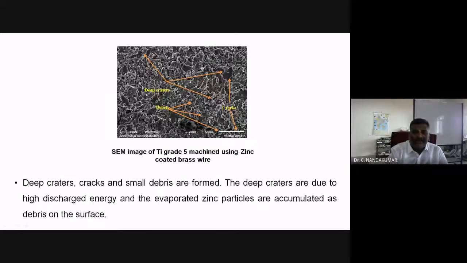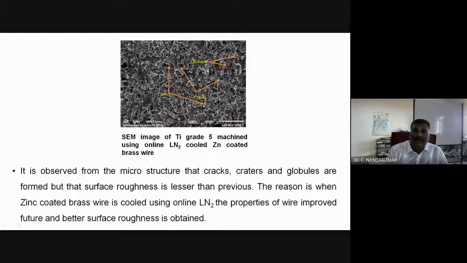And zinc coated brass wire, again we tested it with the zinc coated brass wire. Deep craters, cracks and debris are formed. This is the final one, that is liquid nitrogen cooled zinc coated brass wire. So in this microstructure we observe craters and globules are formed, but the surface roughness is lesser than previous.